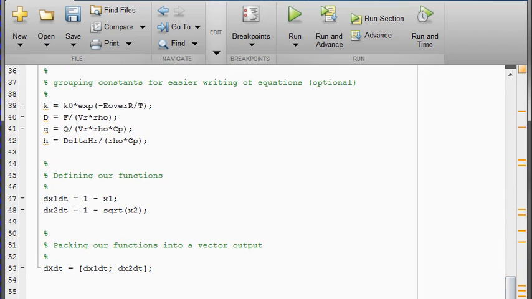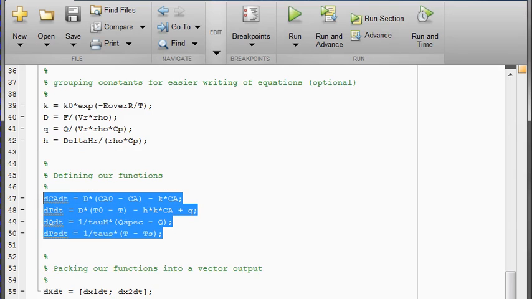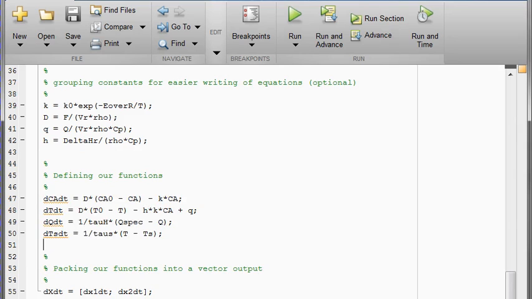The next thing that we have to do is define our functions. It's actually fairly simple to type these equations directly into Matlab just from the equations that were given to you on paper. And so these 4 lines of code here represent the 4 equations as they were given in the lecture notes that were on paper. Now note that you have the little h appearing here, which is your normalized delta H of reaction, and the little q, which is your normalized heat load.